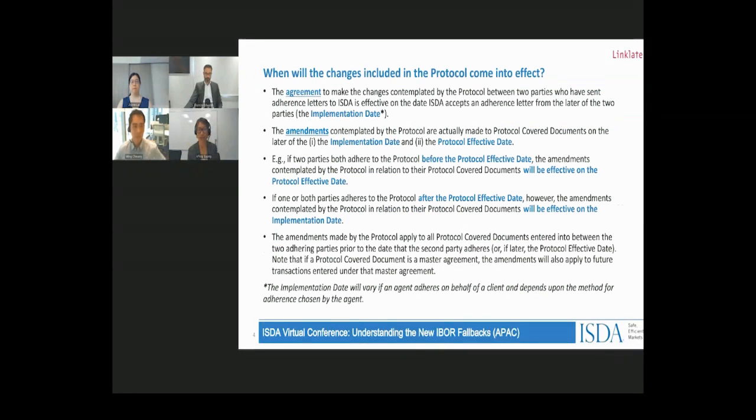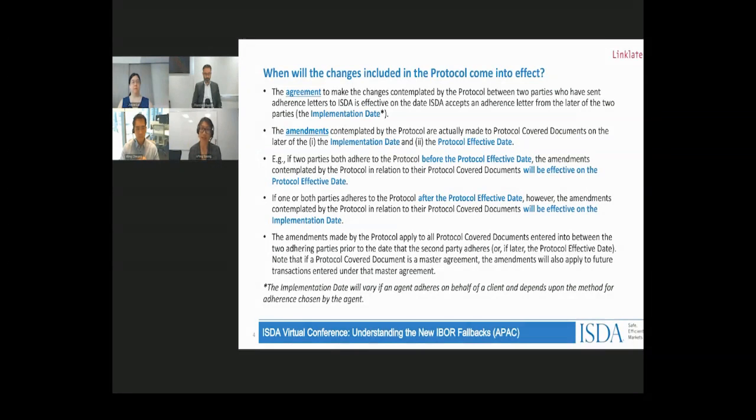So when will the changes included in the protocol come into effect? So the first point we have to deal with here is a contractual one. So when contractually do the parties agree that the protocol will take effect? Well, simply put, when I submit an adherence letter to ISDA and when my counterparty submits an adherence letter to ISDA, then the agreement to make the changes contemplated by the protocol will be effective on the date that ISDA accepts an adherence letter from the later of these two parties. So that is what we call the implementation date.